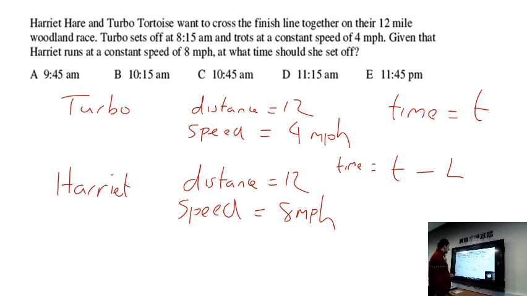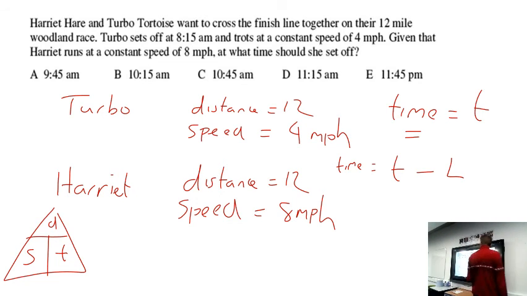Okay, let's get some information here. What do we know about T? Here it's time. Let's use the triangle. So we have speed, distance, and then time. Time is distance divided by speed. So here this is equal to 12 divided by 4. So the time is 3. So here the time for Harriet is going to be 3 minus L.